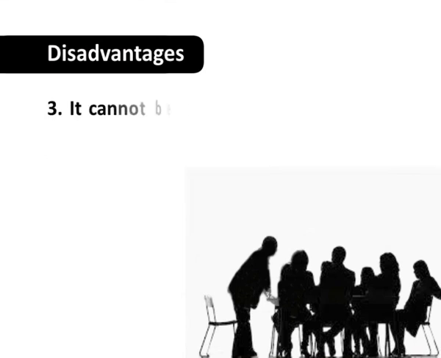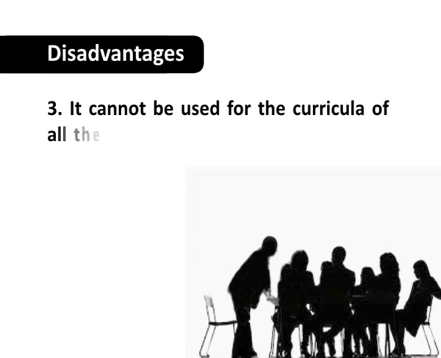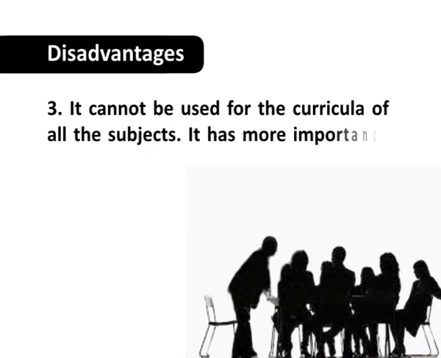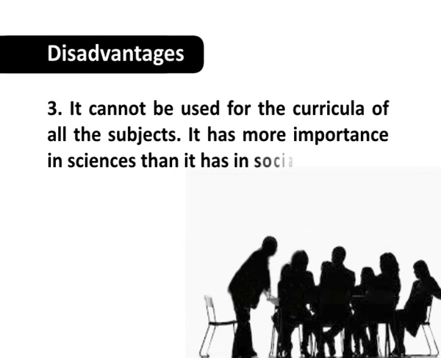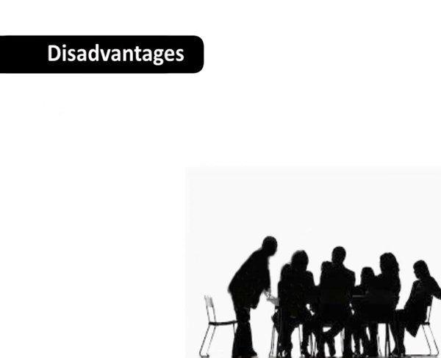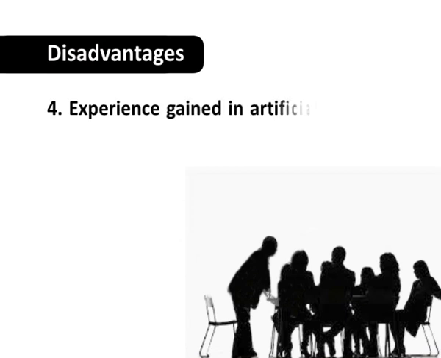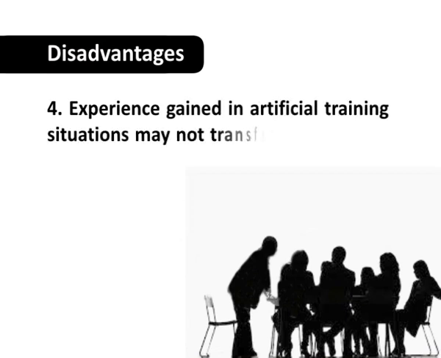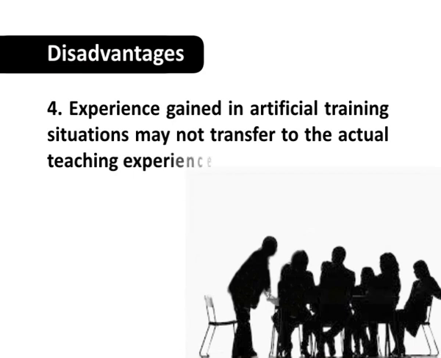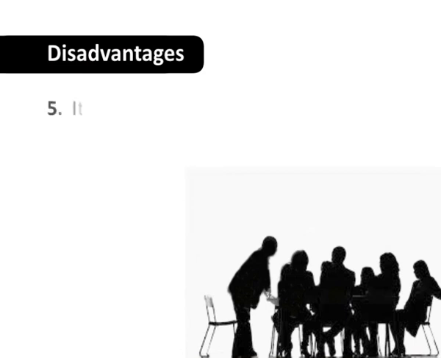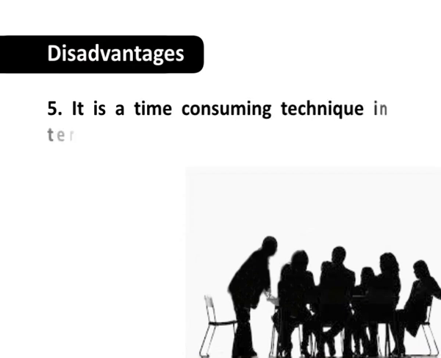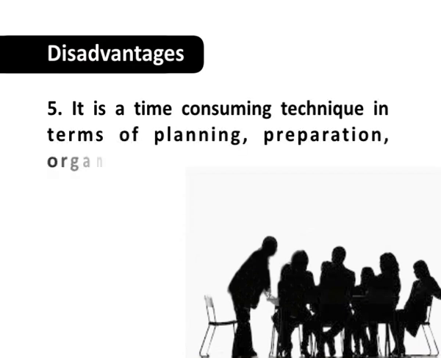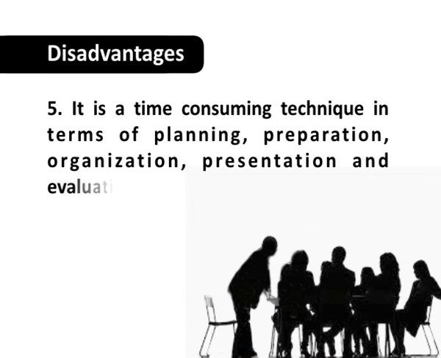Number 3, it cannot be used for the curricula of all the subjects. It has more importance in sciences than it has in social sciences. Number 4, experience gained in artificial training situations may not transfer to the actual teaching experience. Number 5, it is a time-consuming technique in terms of planning, preparation, organization, presentation, and evaluation.